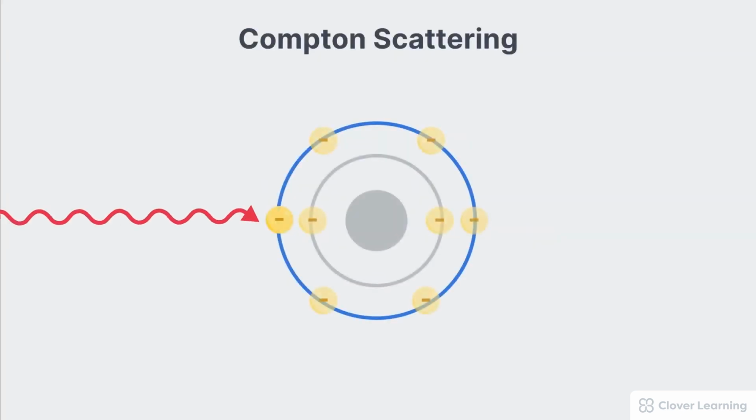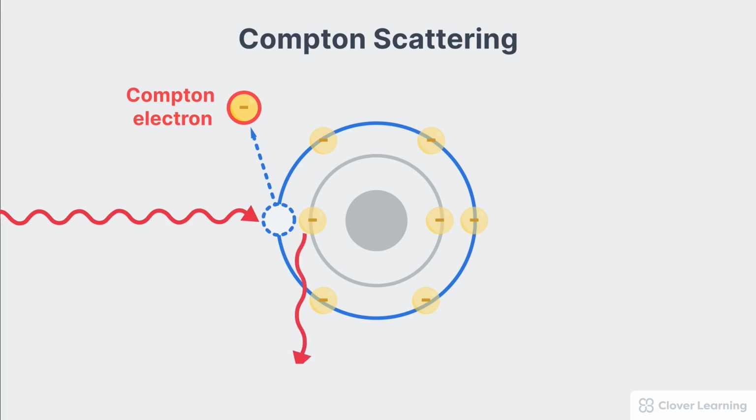Here's a summary of Compton scattering. Compton scattering occurs when the incoming photon interacts with a loosely bound outer shell electron. The electron is going to be immediately knocked out of its orbit. This process is called ionization, and the free electron is called the Compton electron. The remaining energy leaves the atom as a scattered photon, called the Compton photon.